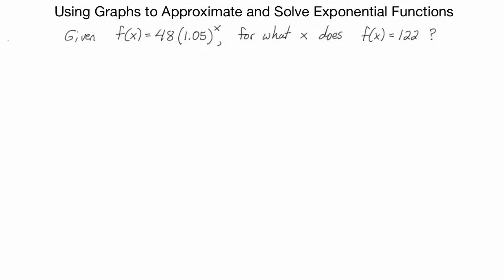Everyone, welcome to an algebra tutorial video learning about how we can use graphs to approximate and solve exponential functions. So here's our problem. Given that we have a function f of x and it's equal to 48 times 1.05 to the x power, so we're starting with 48, we're multiplying it by 1.05 over and over and over again. For what x value does our function give an output value of 122?